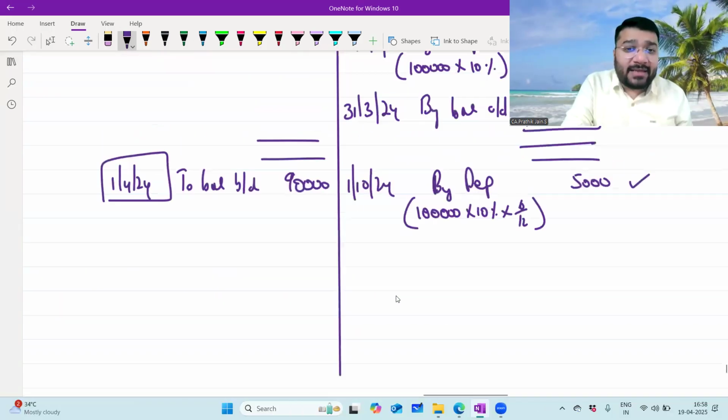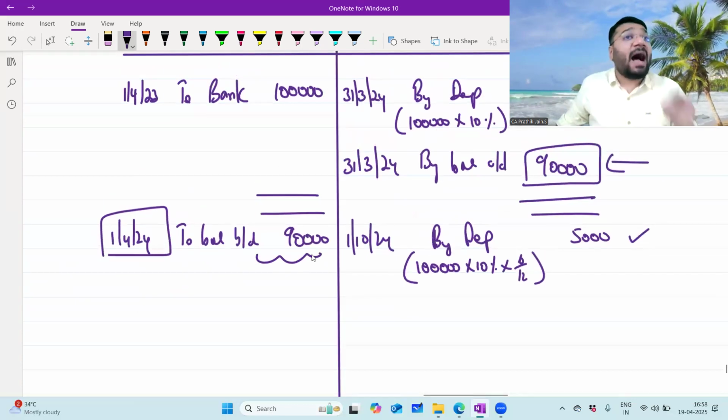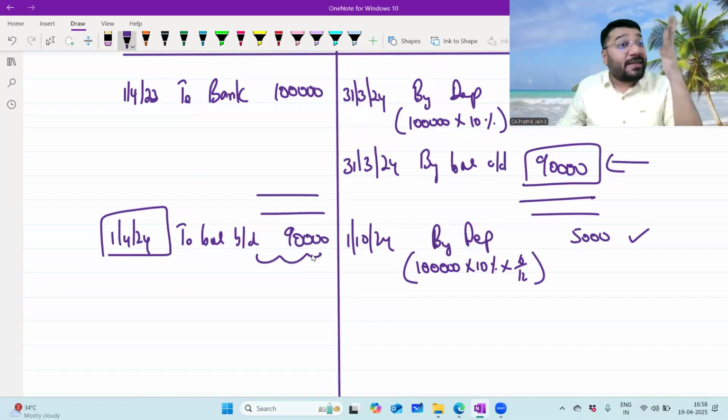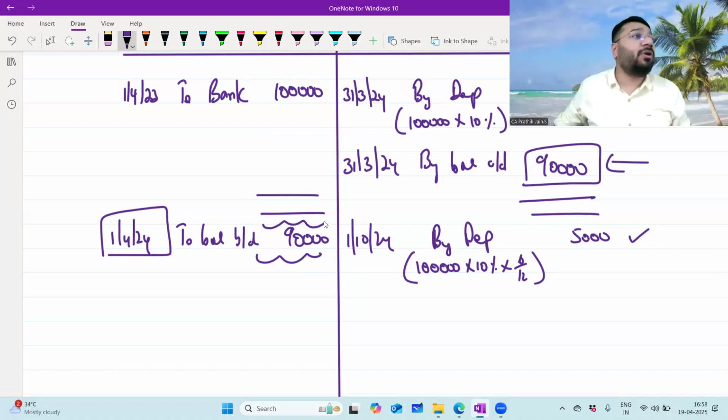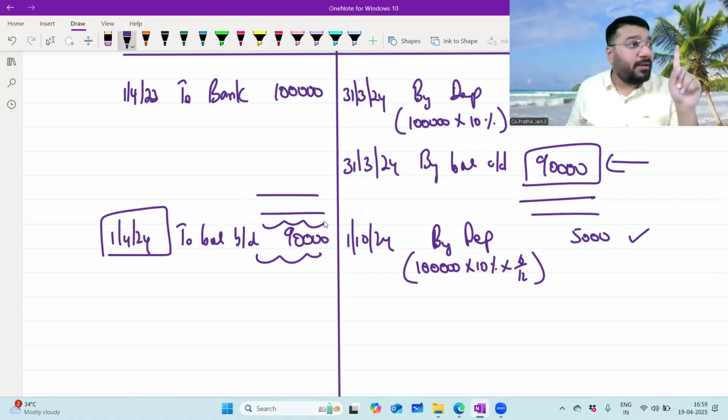Now, what is the value of the asset in your books now? It is 90,000. I have to make this zero because at the end of the date of sale, there is no asset existing in the books. Physically the asset is not there, so the value should also be zero. So I will think of how to make this 90,000 zero. To make this 90,000 zero, I'm taking the help of three monkeys. Monkey one is depreciation.